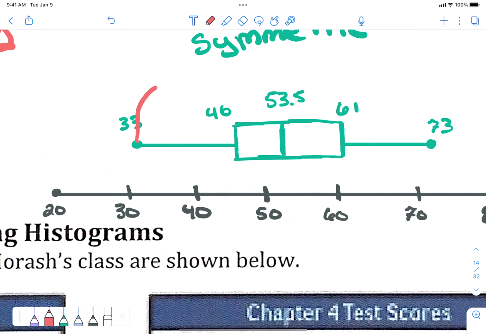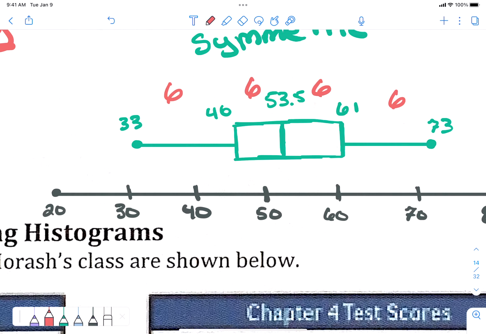How many numbers live from here to here? No. There's 6 numbers that live here. There's 6 numbers that live here. There's 6 numbers that live here and 6 numbers that live here. So which one has the most numbers in it? They're all the same, right? All of those sections have the same number of numbers in it.